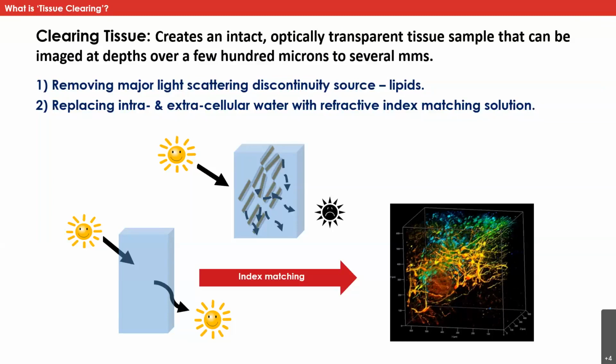And there are a couple of different things that happen when you clear tissues. It's what I call remove and replace. The first step for most tissue clearing methods is simply removing the major light scattering discontinuity source, and this is lipids, and replacing that extracellular water with a refractive index matching solution that matches the refractive index of the objective. So again, one of your most important considerations here will be what imaging system you will be using and what sort of parameters are around that imaging system, and most importantly, what the refractive index of your objective will be.